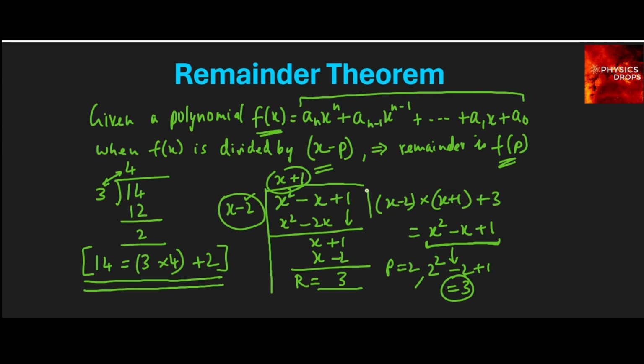And we can also see it very clearly here. When we express the polynomial in this form, if we substitute 2 in the place of x, this entire thing goes off as 0 and we get only 3 as the remainder there. So that's another way to look at it.